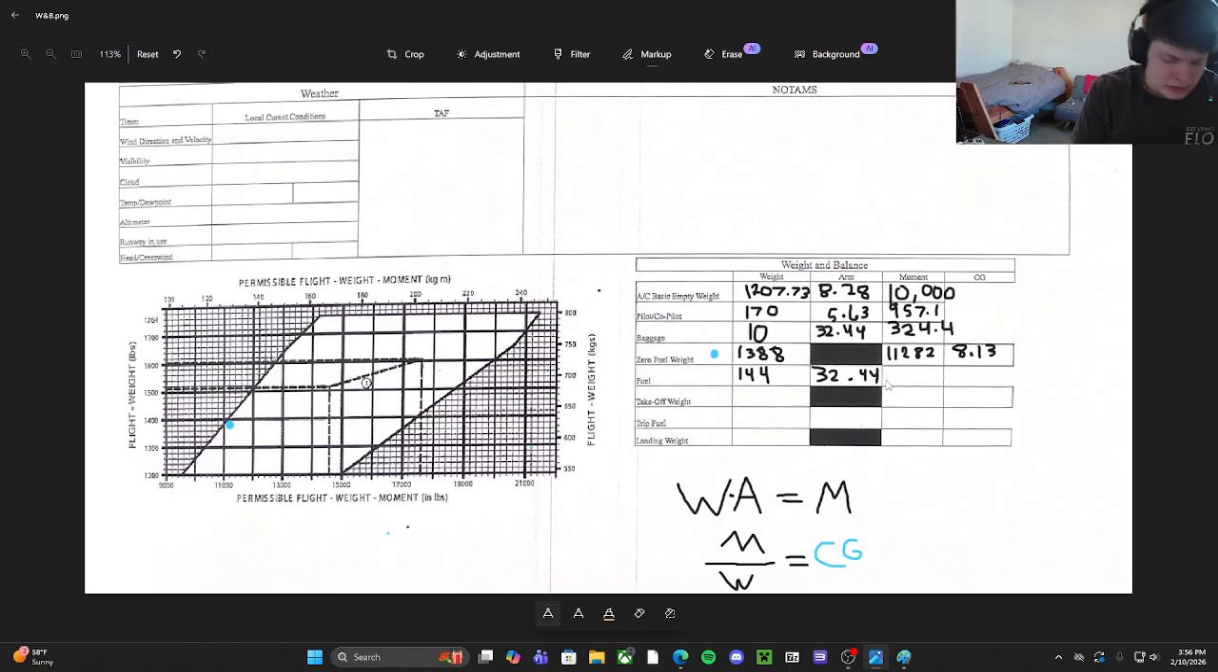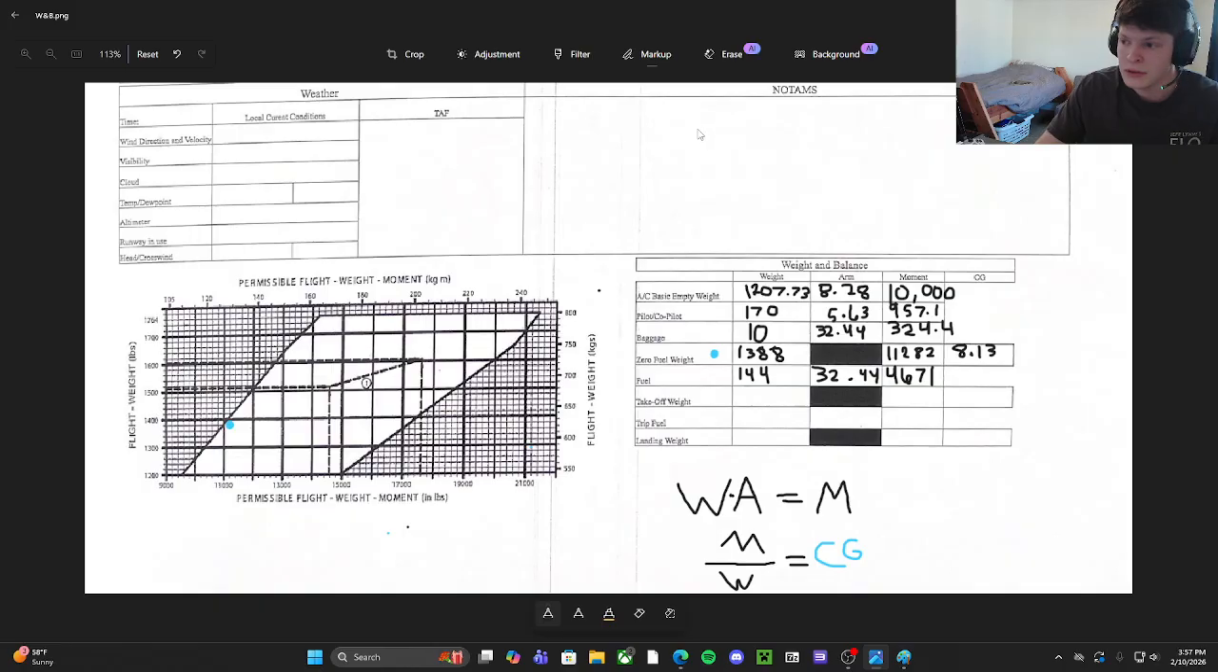So now I will put that in there. Cool. So 144 times 32.44 equals 4,671.36, but I'm just going to keep it at 4671. Now from there, we're getting our takeoff weight. When we get our takeoff weight, it's important to make sure that it is less than our maximum gross weight, which we talked about is just the manufacturer weight, that if we exceed that, we are outside of the limitations for the plane.